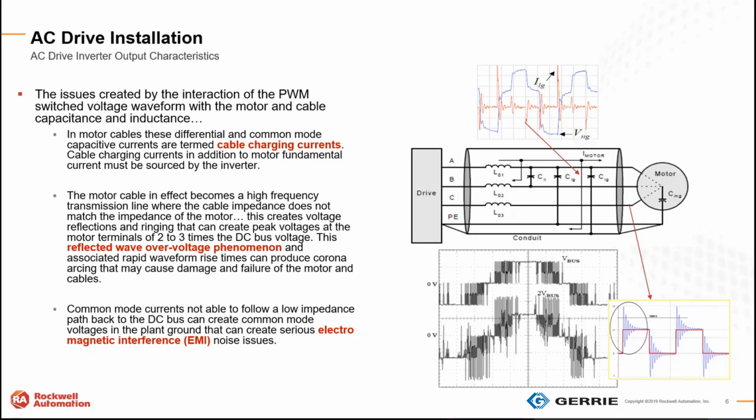So if we can make the cables as short as possible, that phenomenon isn't as bad. And we can see 2 to 3 times DC bus voltage spiking down to that motor. So it's definitely something we need to take a look at. The reflected wave over voltage phenomena can produce corona arcing that can cause the motor and cable insulation failures.